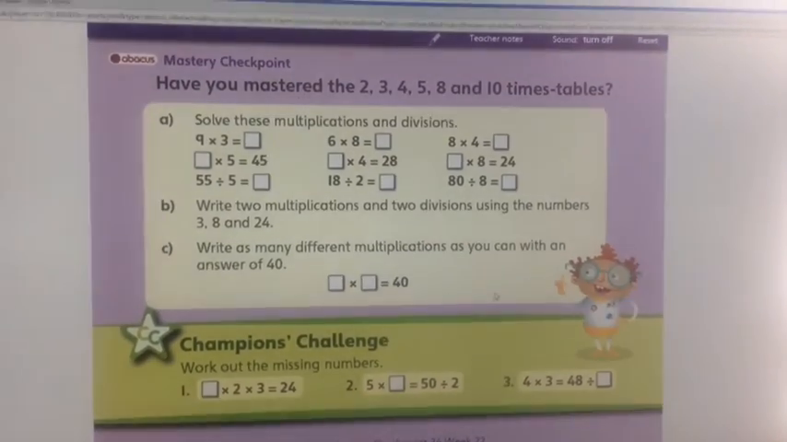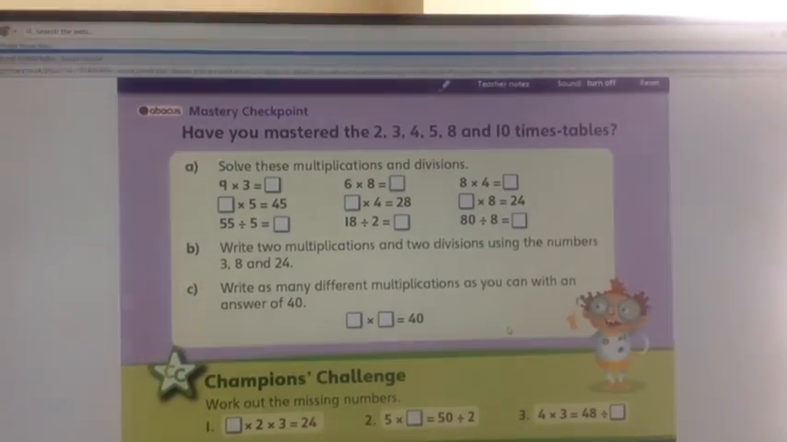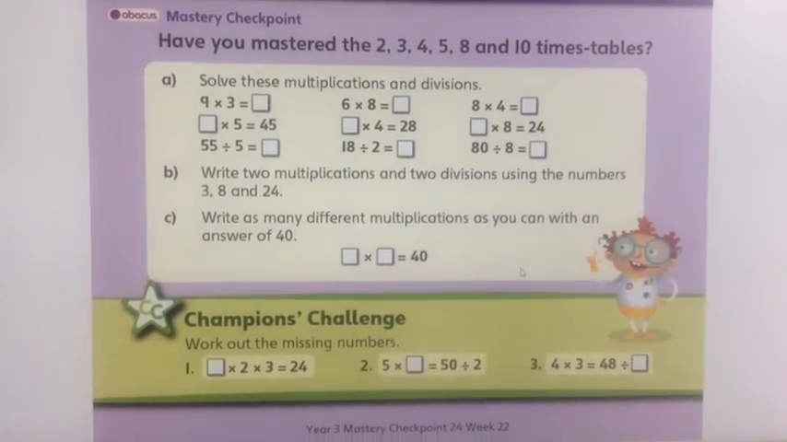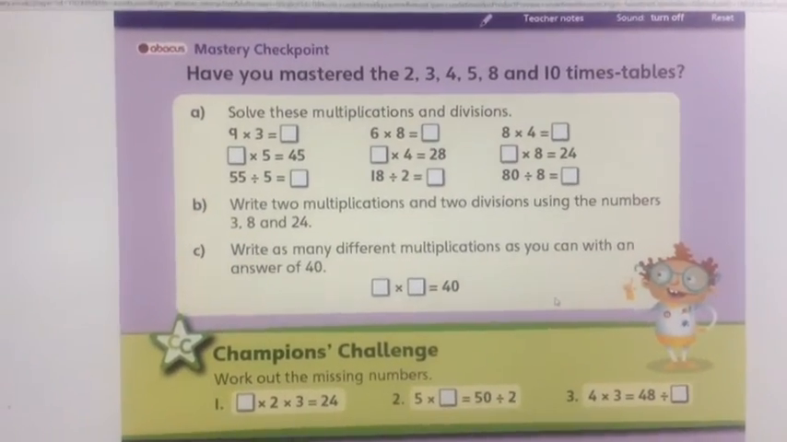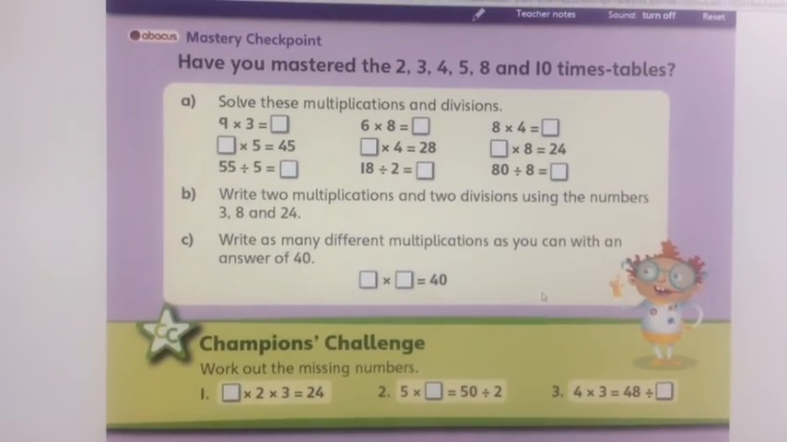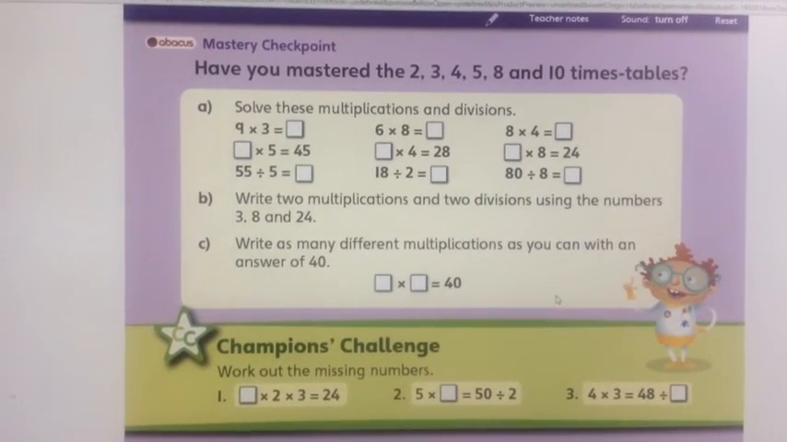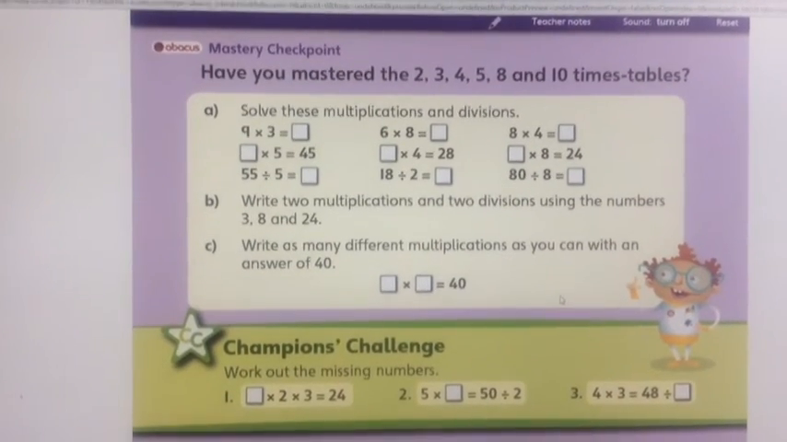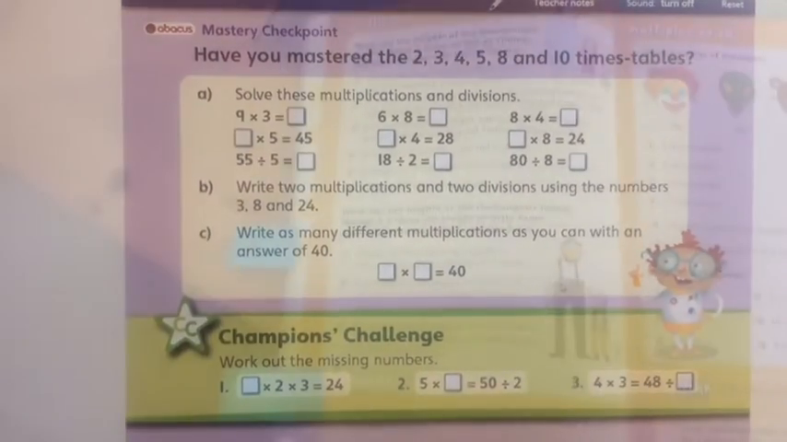Find this in your pack now. It's a Mastery Checkpoint 24, Week 22. Have you really got to grips with how multiplication and division are connected? Remember, they are the inverse of each other. A multiplication fact can help you do a division fact, and vice versa.